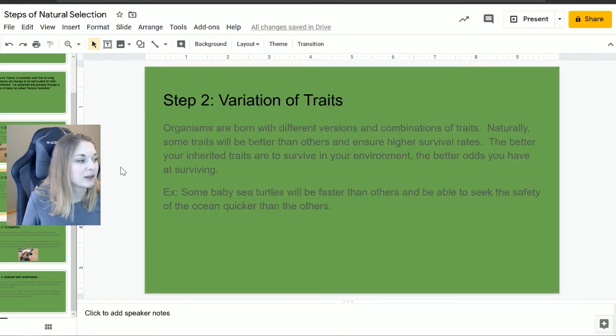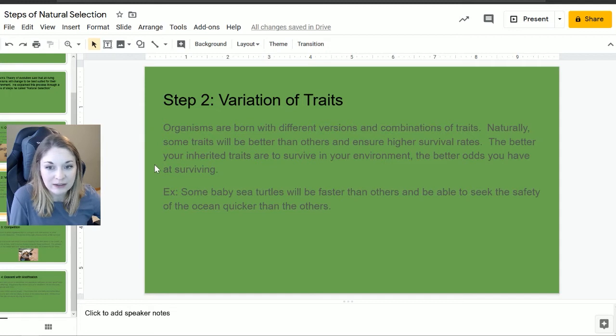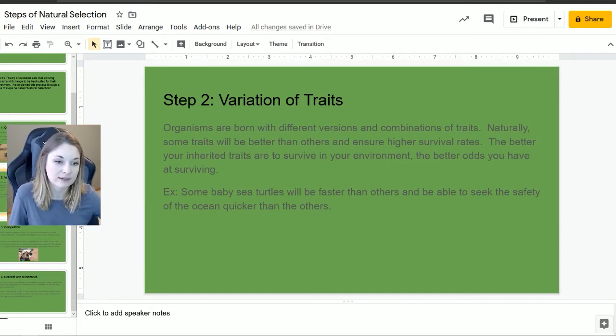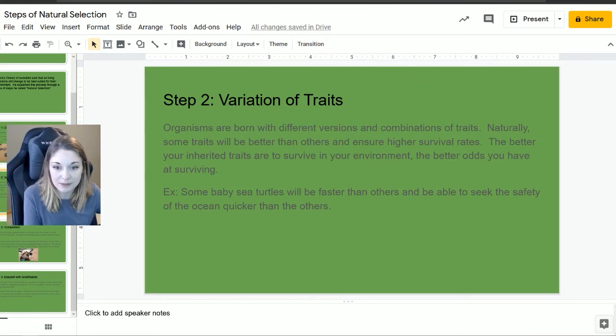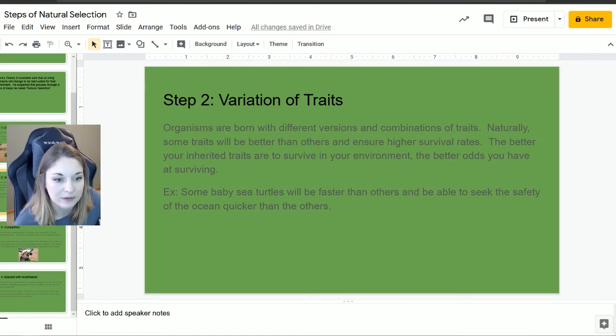Your next step of natural selection is called variation of traits. Variation of traits just means that organisms are born with different combinations and different versions of traits. And so naturally, some of these traits are going to be better than others to survive. I'm sticking with the baby turtles. And so in this example, I said that some baby turtles will be faster than others to be able to seek the safety of the ocean quicker. And so this is just one trait.